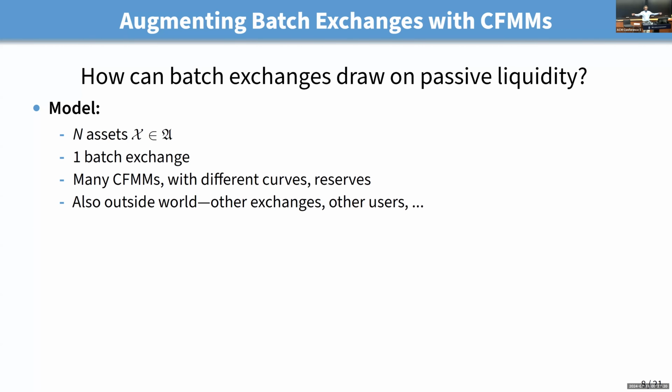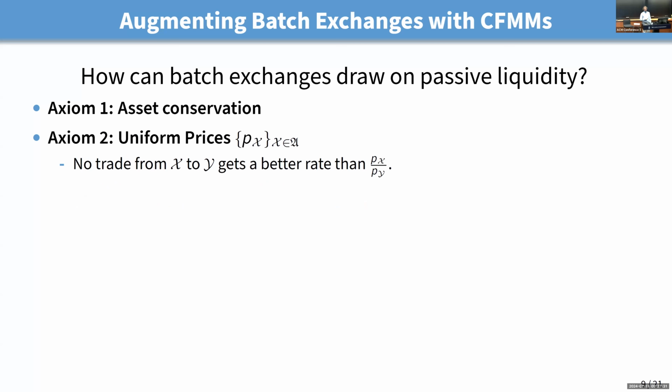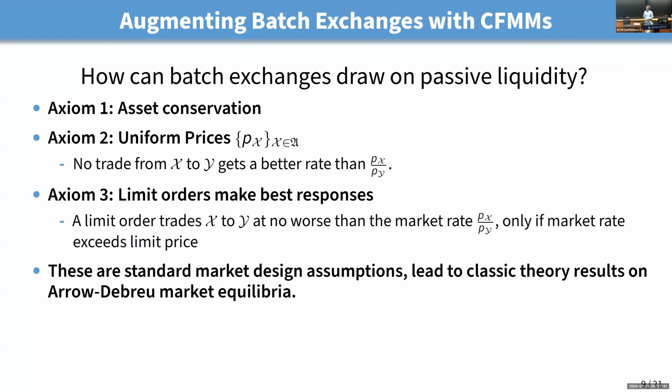And then there's this outside world. I'm going to keep that deliberately vague because how this system interacts with the outside world is going to affect the decisions that we make. So of course, we need to make sure that we don't create assets out of thin air. And we'd like to maintain this uniform price notion that got us the nice properties of the batch exchange. We'd also like to make sure that the limit orders make their best responses to the market price.